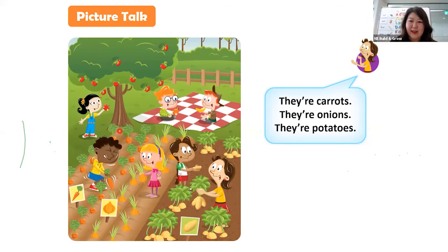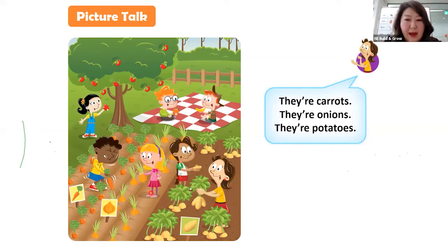Good, good. And they are onions. Onions. Your turn to say. Good. Good job, guys. By doing that, I didn't say they are onions, right? So I just focus on the onions. So it might be challenging for them to see the whole sentence from the beginning.